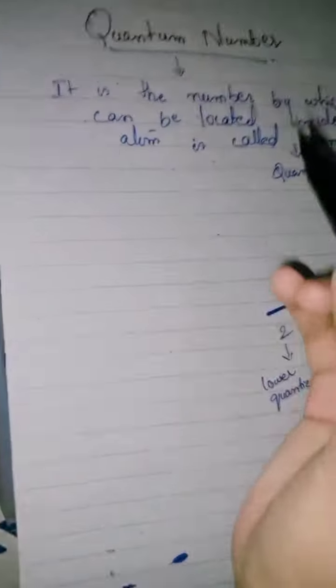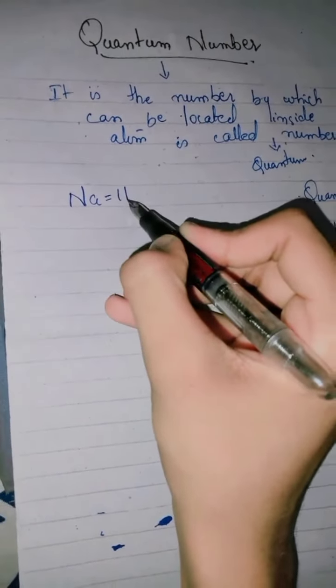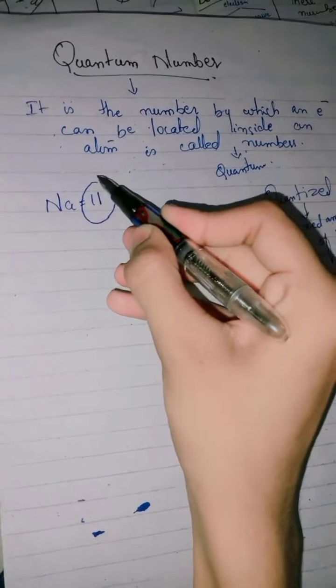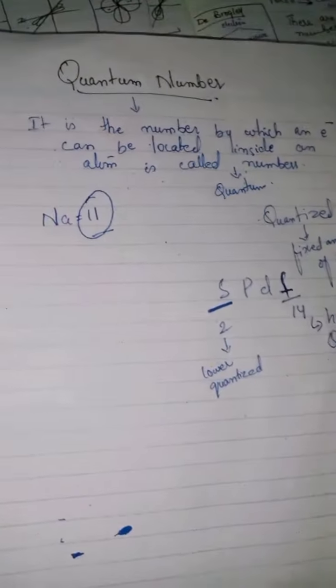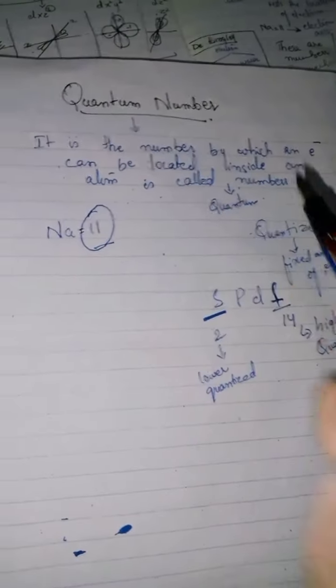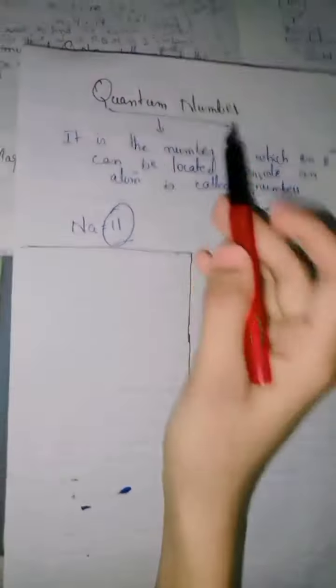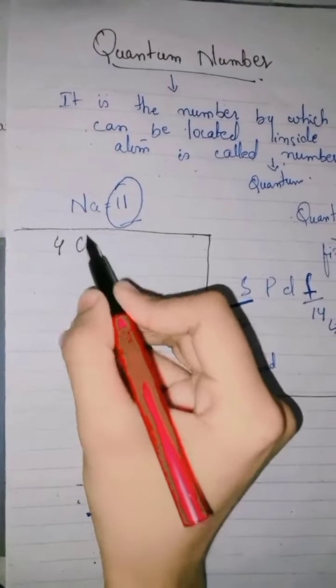Like if sodium is there, it has 11 electrons. Where are these electrons located, at which axis? We use a quantum number to locate an electron inside an atom. Now talking about the types of quantum number, there are actually four quantum numbers.